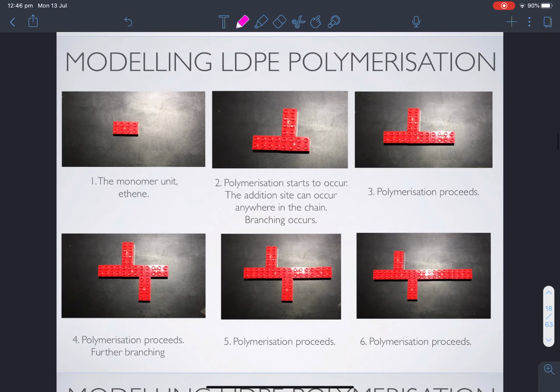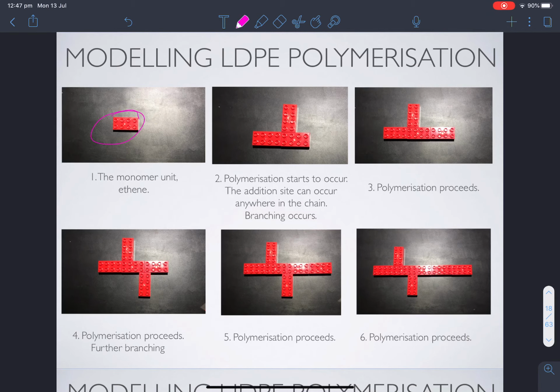So here I've done a couple of models of polymers, using my daughter's Duplo. I like these. So low density polymerization, you've got one monomer unit, ethene. And you get the initiator going in, so propagation can happen, but the addition can happen anywhere on the chain. So we've put one on the end, but we've also put one up here. And polymerization proceeds, so we're getting some building, but we're getting some branching, okay? And as it goes along, you're getting more branching, and you're getting a chain with branches.